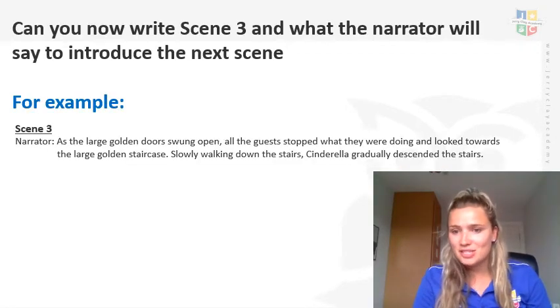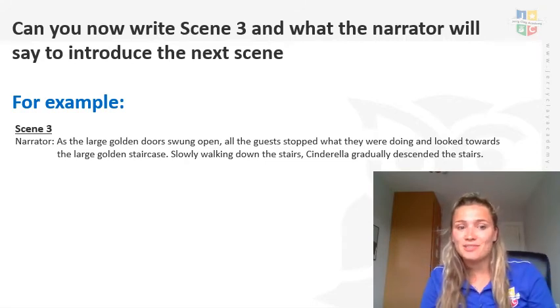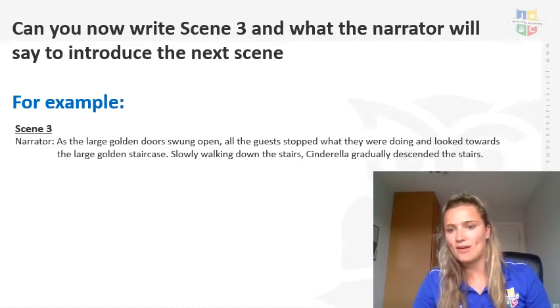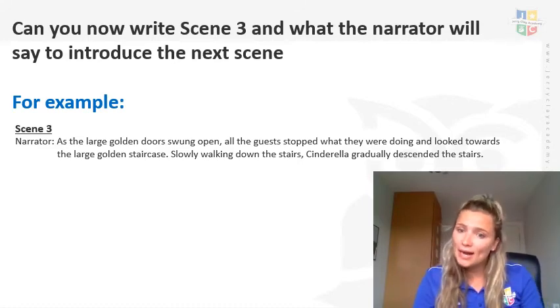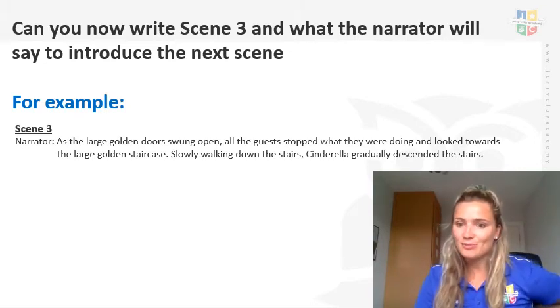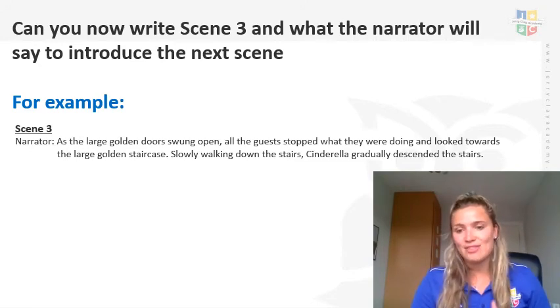The first thing we're going to do then is you're going to need to write scene 3 and underline it. Again, just like with scene 1 and 2, you can also put in brackets where this scene will be held. So you might write at the ball, but you don't have to, but you could if you want to. Then we're going to start again with the narrator, because the narrator will help to set the scene. So it's always good to have the narrator at the start of the scene.